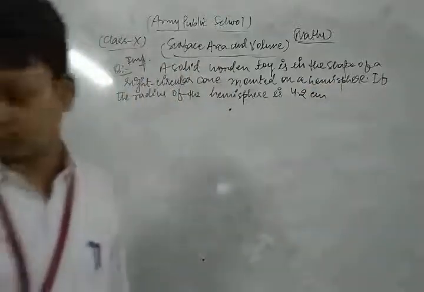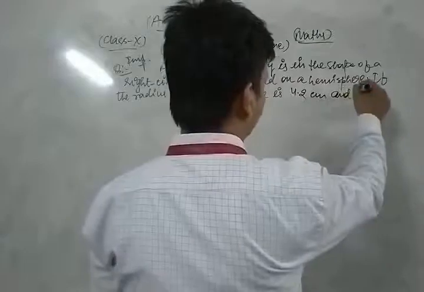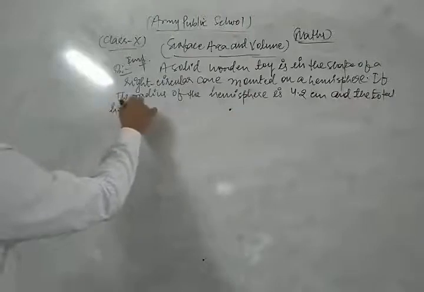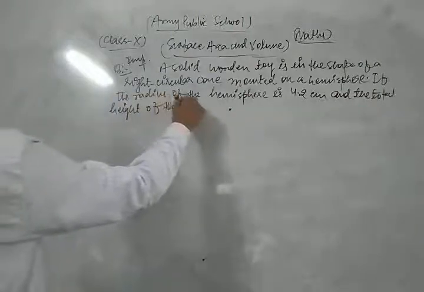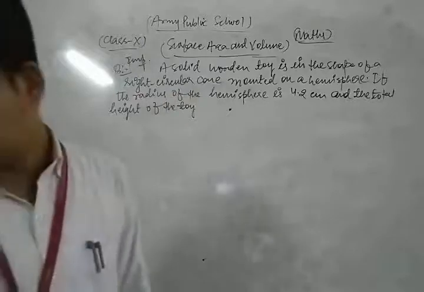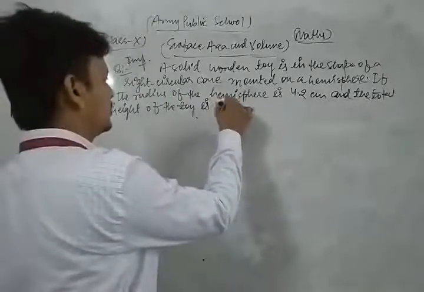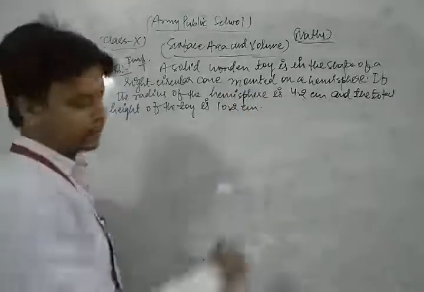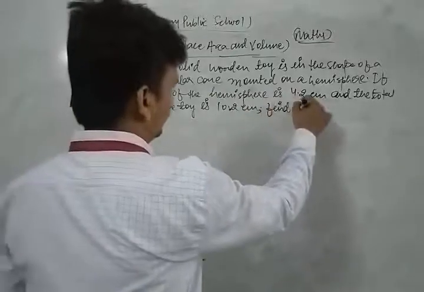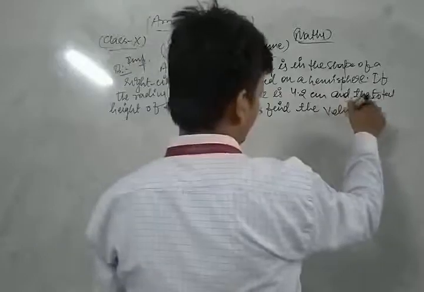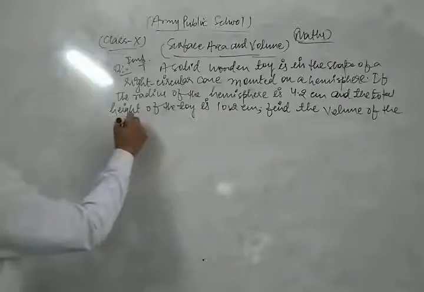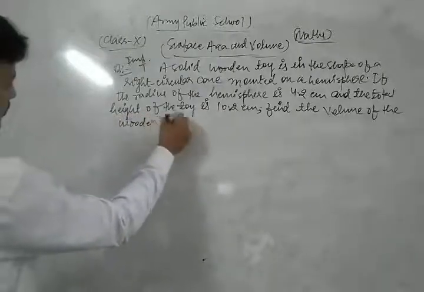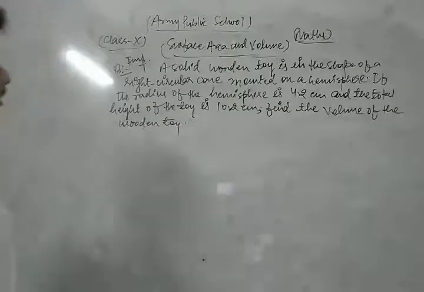and the total height of the toy is 10.2 centimeter. Find the volume of the wooden toy. Now let's see the solution.